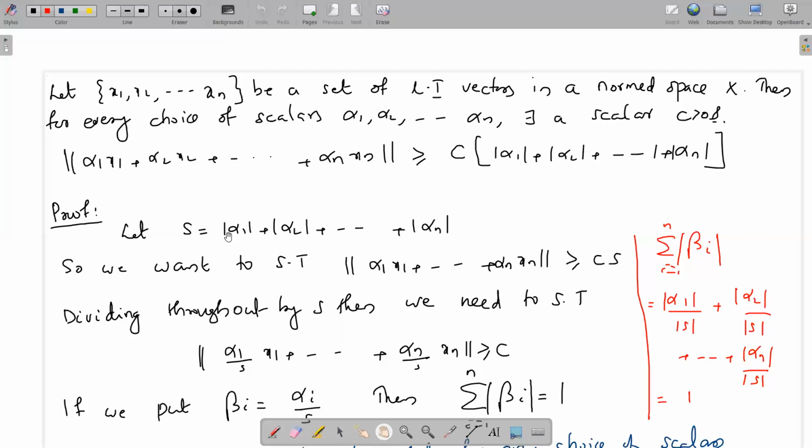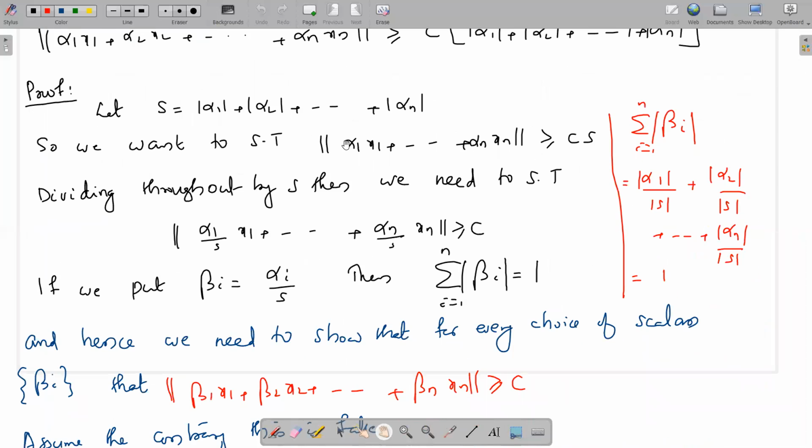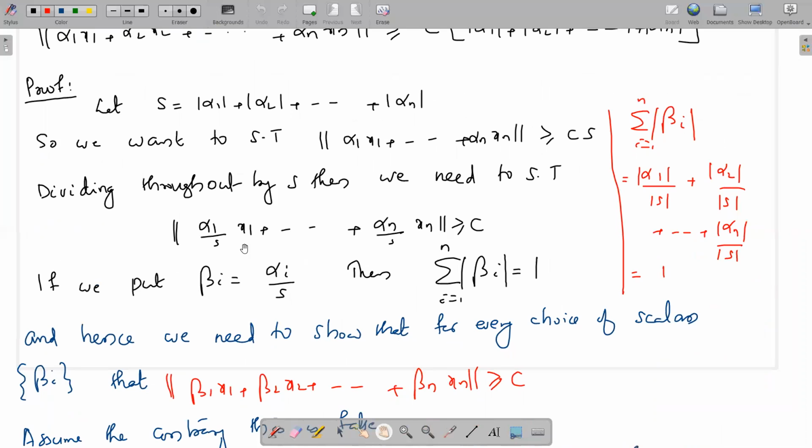So if we let S equal mod alpha 1 plus mod alpha 2 plus etc. plus mod alpha n, then we want to show that norm of alpha 1 x1 plus alpha 2 x2 plus etc. plus alpha n xn is greater than or equal to C times S. Consequently, if we divide throughout by S, then we need to show that norm of alpha 1 by S x1 plus etc. plus alpha n by S xn is greater than or equal to C. And if we put beta i equal to alpha i by S, beta 1 is alpha 1 by S, etc., beta n is alpha n by S, then sigma i from 1 to n modulus of beta i is equal to 1.